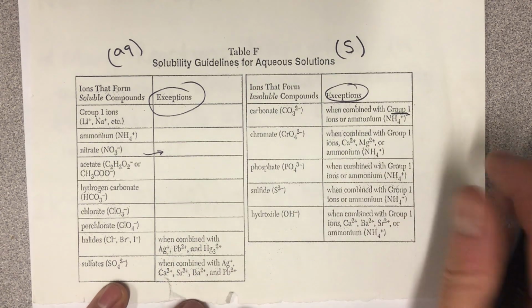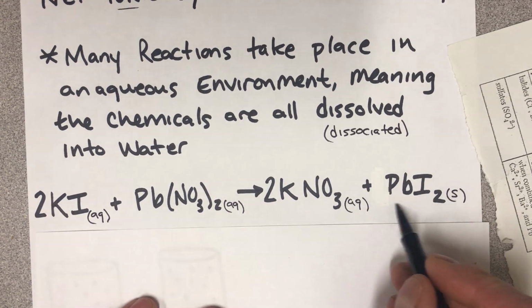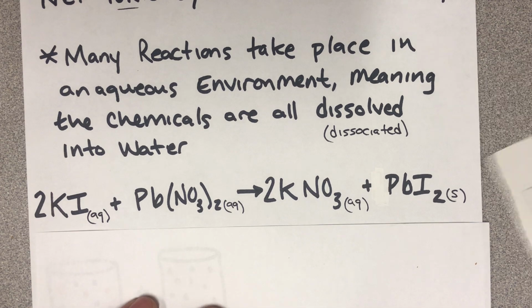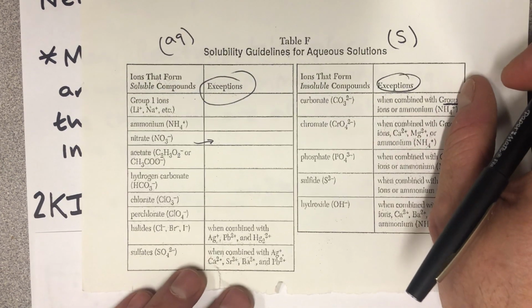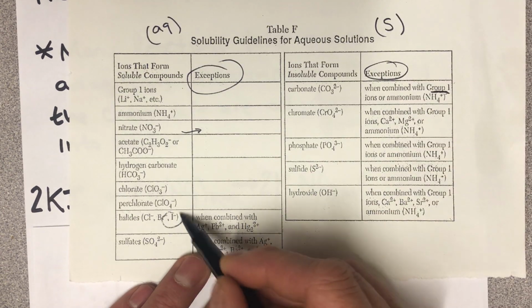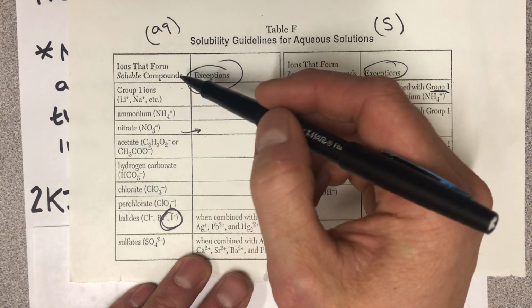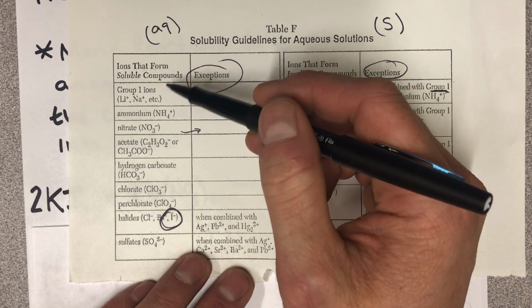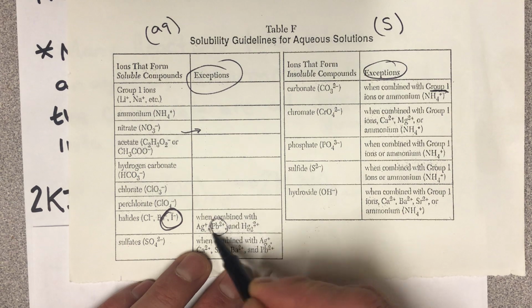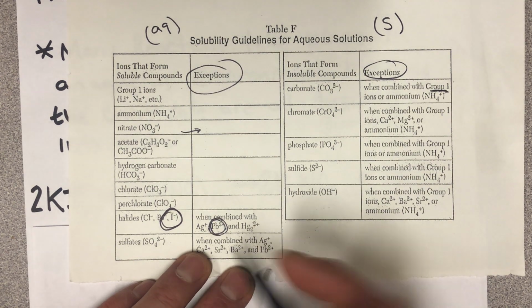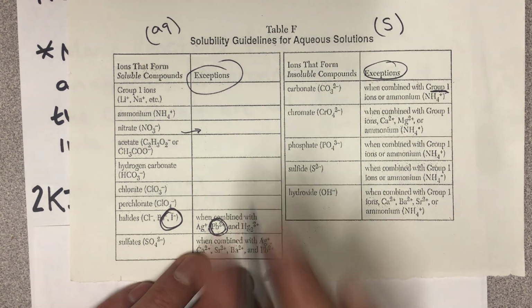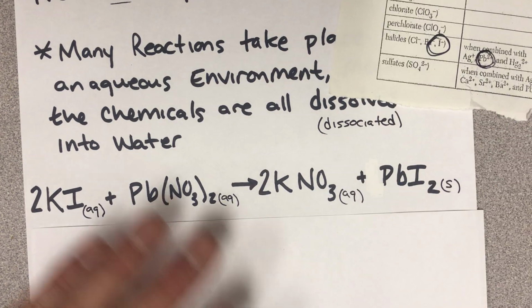But with this compound here, lead(II) iodide, we know that's a solid by using this table. Here we find the iodide, which is typically a soluble compound, but when it's combined with lead, then it's insoluble and we would tag it with an (s) for solid. So that's how that works.